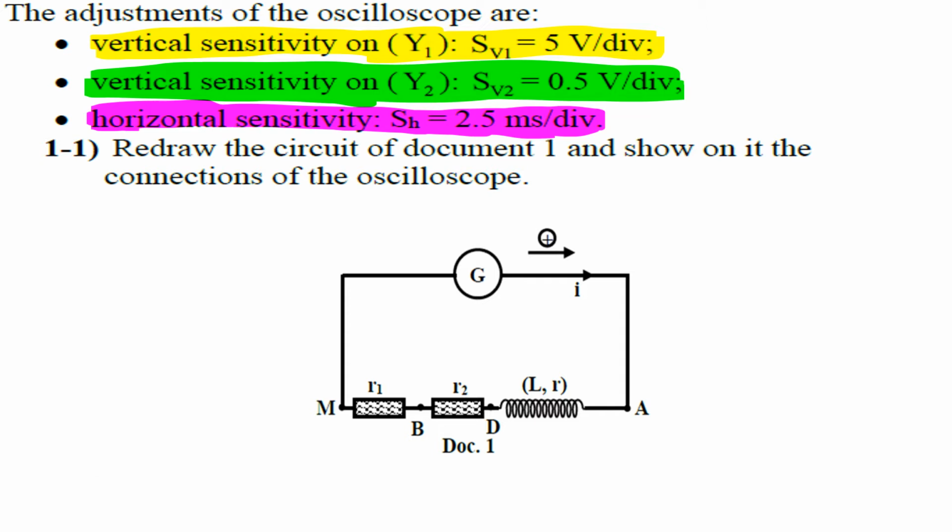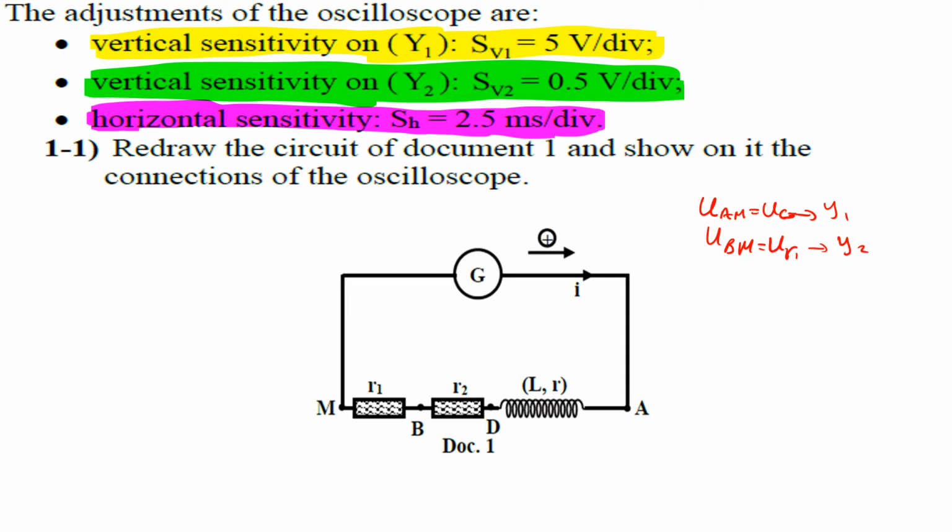So we have to show the connections of the oscilloscope. Okay, we have UAM and UBM. UAM on channel 1, so I'll write it. They mentioned that we represent UAM, which is the same as UG, on channel Y1. And we have UBM, which is the voltage across R1. We represent it on channel 2.